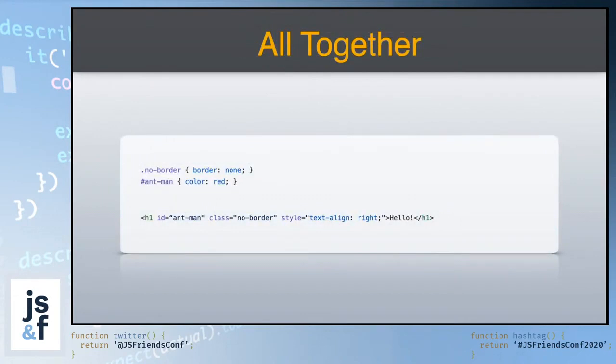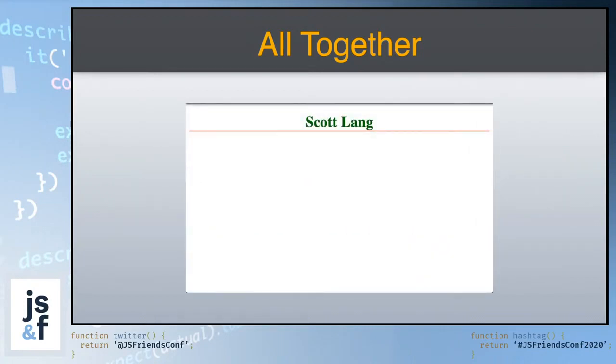So now let's pull all of this together and look at an example of just a little bit of HTML and some CSS and how we may run into some hiccups with what we get versus our expectations. On this element, we can right away assume that the text is going to align to the right. We have an inline style. Nothing should be overriding that. We're explicitly telling it that we do not want a border, and we can know by the fact that it is tied to the Ant-Man ID that its color should be red. But of course that's not the case.